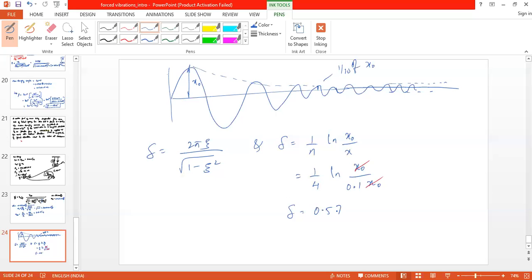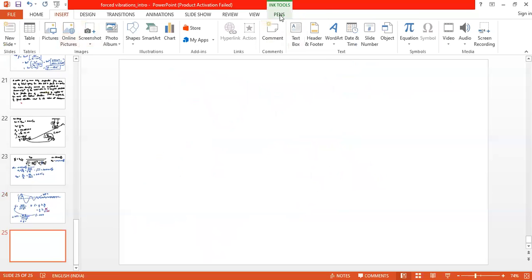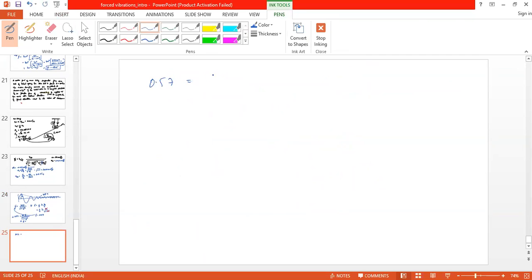So it is 0.57. So substitute this 0.57 here. Therefore, 0.57 is equal to 2 pi zeta divided by root of 1 minus zeta square. So what is the value of zeta? I need to know the value of zeta now.